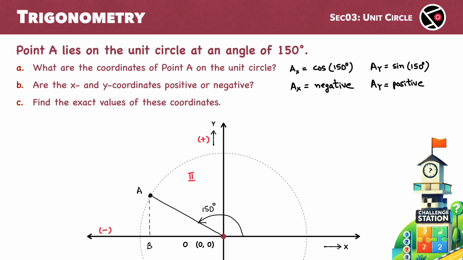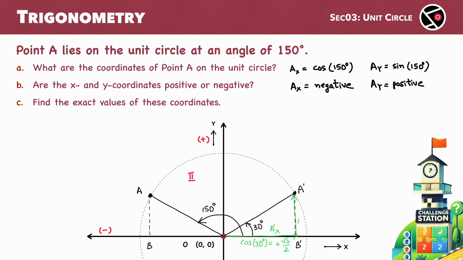Moving to part C, we have to find the values of both coordinates. Let me make another point, A prime, at 30 degrees on the unit circle. Now look at the x-coordinate of A prime. It's cos 30 degrees, which equals plus square root of 3 by 2. Why the plus sign? Because we are in the positive x direction. The value square root of 3 by 2 is just the magnitude.